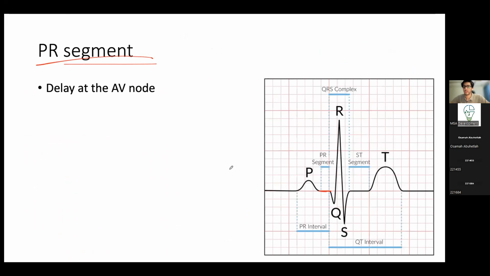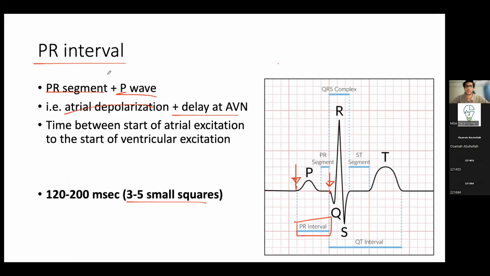After the P wave, we have the PR segment, which is a delay at the AV node. Since this is a delay, there is no electrical activity. It's an isoelectric horizontal line, no deflections, no electrical activity. Then we have the PR interval, which is basically just a combination of the P wave and the PR segment. It represents the time from the start of atrial excitation to the start of ventricular excitation.